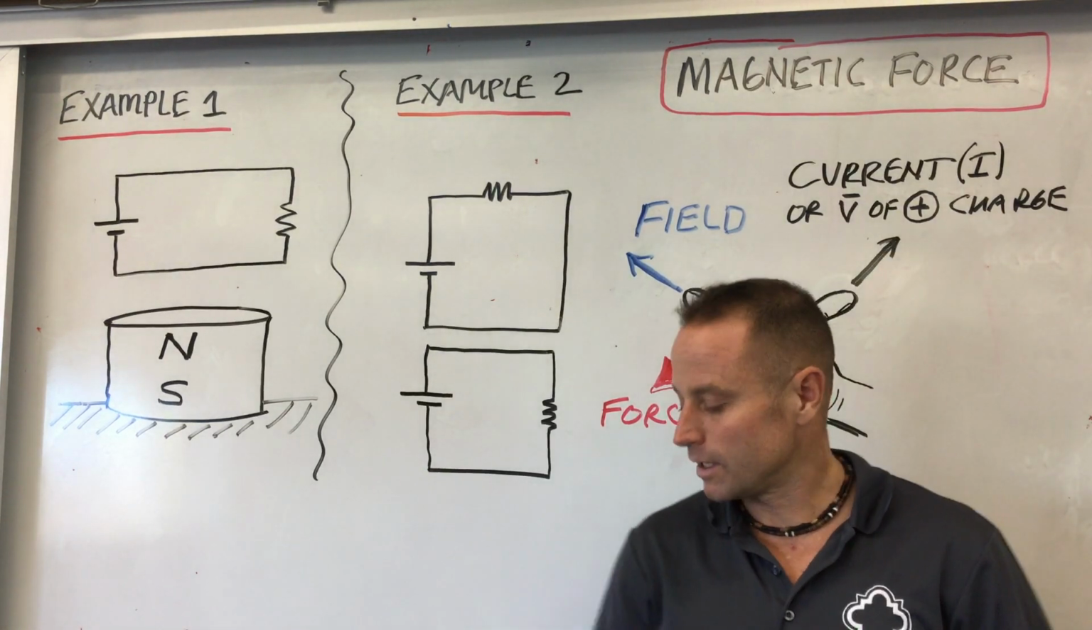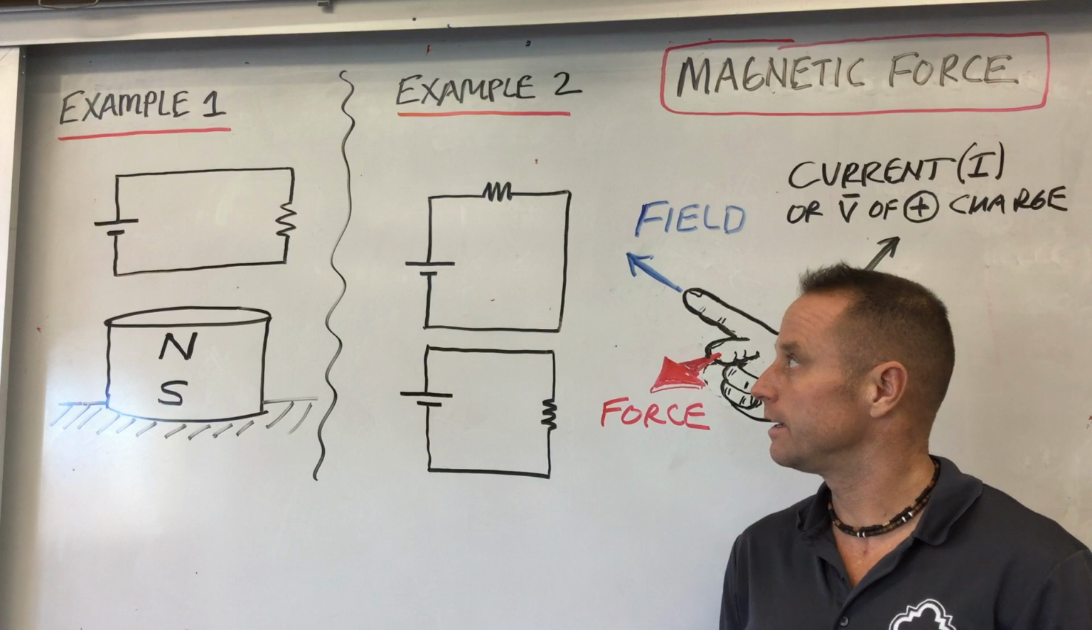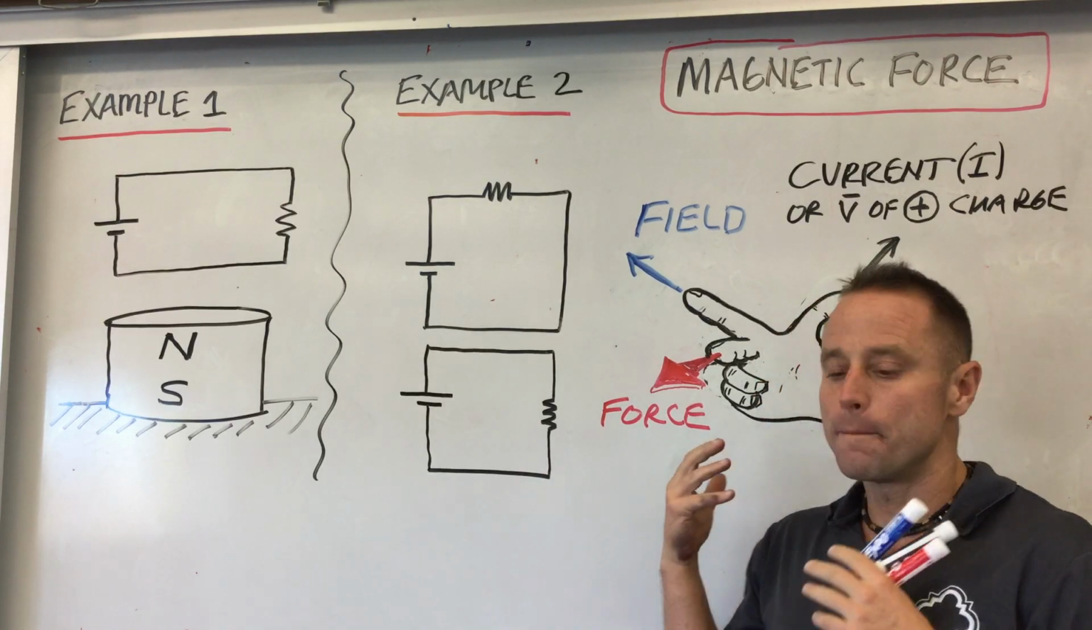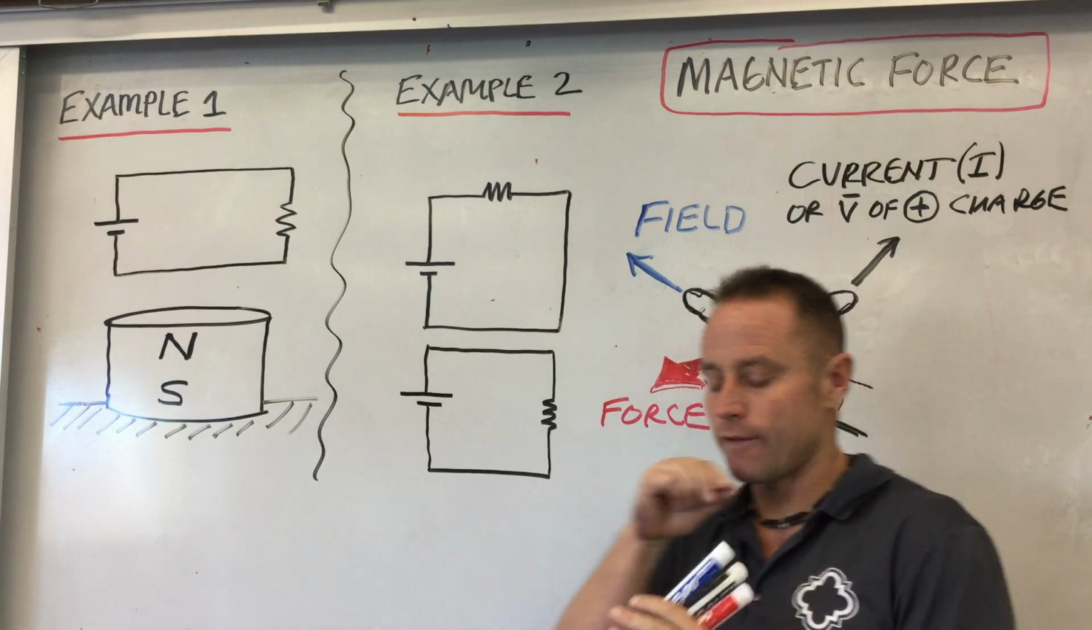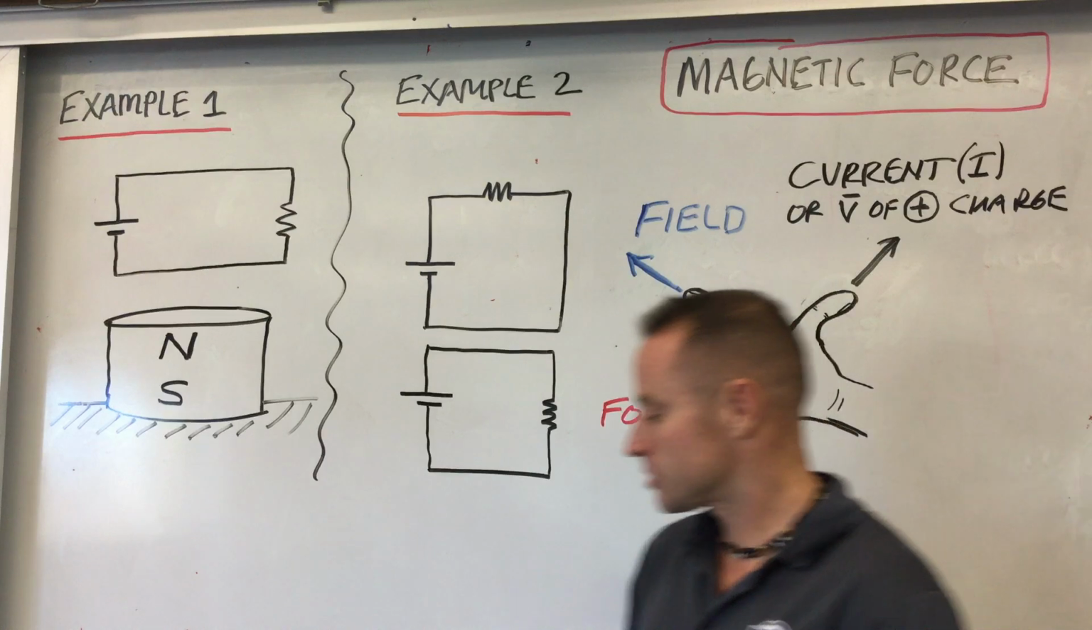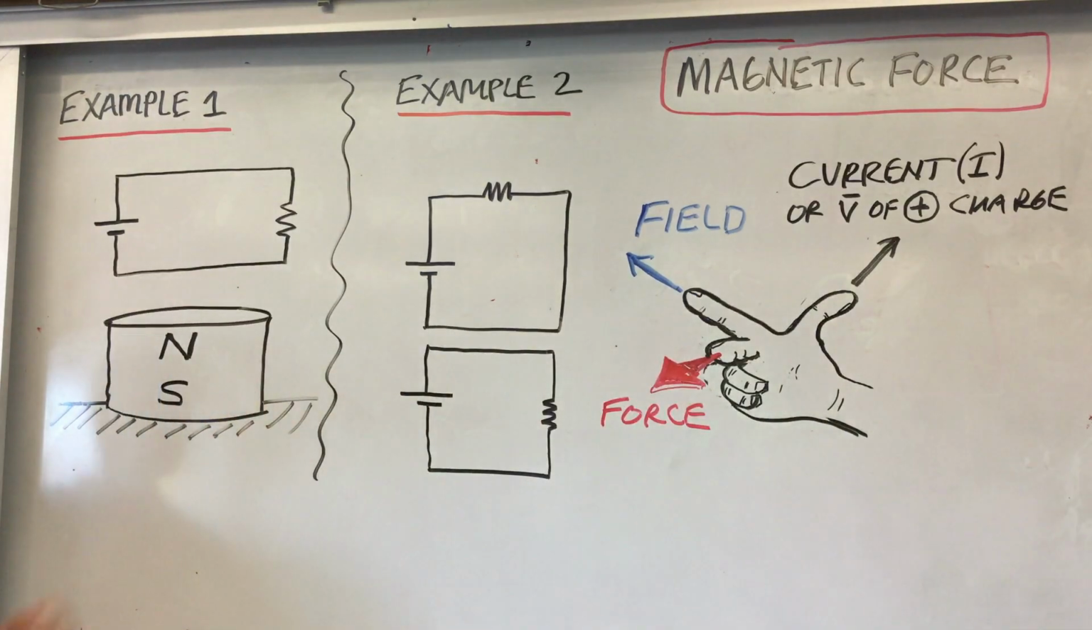All right, we're going to look at a couple little examples here to learn how to calculate or figure out the direction of the magnetic force. So magnetic forces are going to be at play when you have charge that's moving through a magnetic field. And so what we're going to do is look at a couple examples of this.